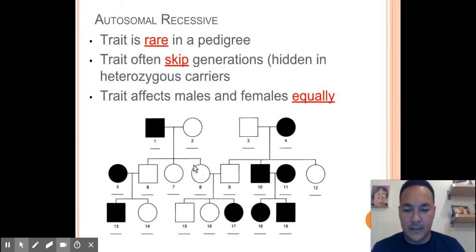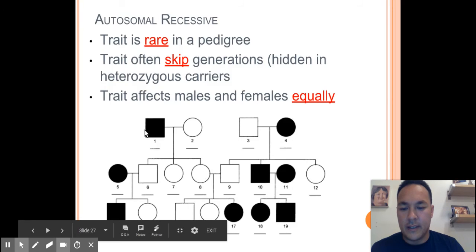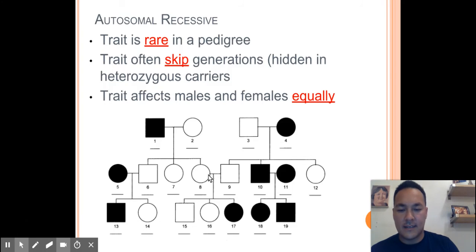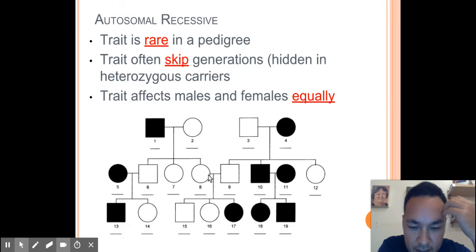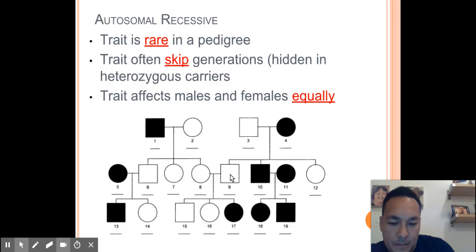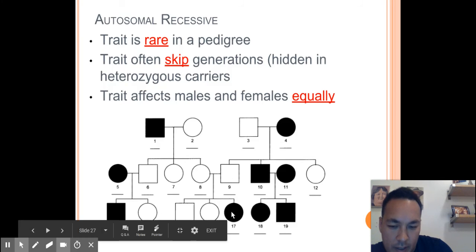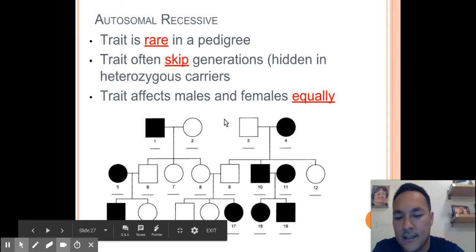Well, let's look right here. This lady, she could get an X from dad that's affected by it and an X from mom that is not. So that could be big H, little h. This dad would then have to be affected by it. It had to be little h in order for this child to have it. So this cannot be sex linked.